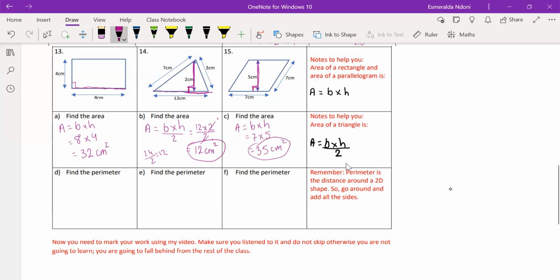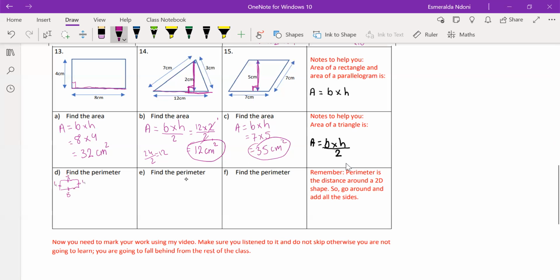And that's done. Okay, now we're going to go with perimeter. Perimeter, distance around the 2D shape. So we're going to go around all the sides and collect them. Okay, so with the first one, we have a rectangle. The first question you ask yourself is, how many sides does it have? 1, 2, 3, 4. It's got 4 sides. So I need to add 4 numbers together. So I need to add an 8, a 4, an 8, and a 4.